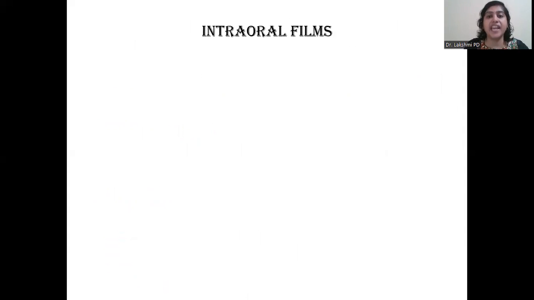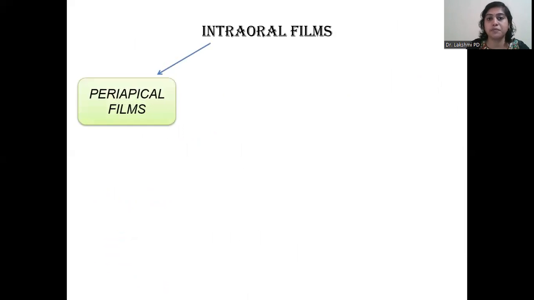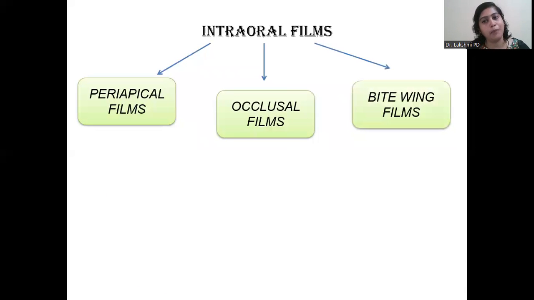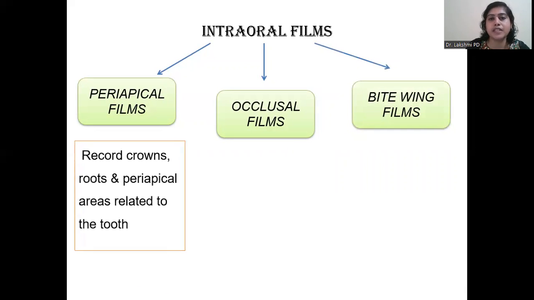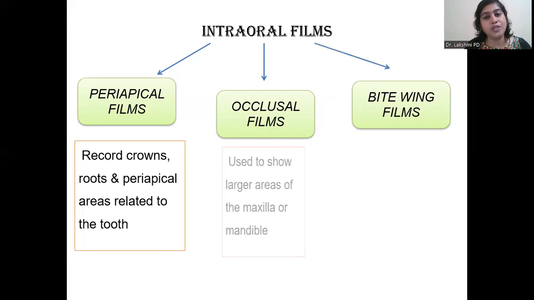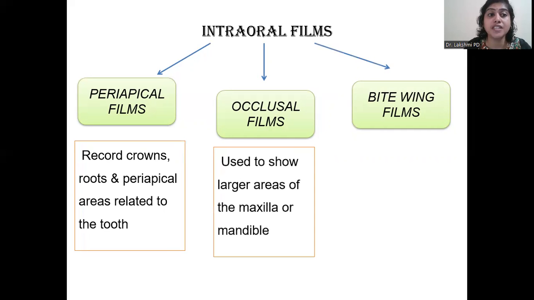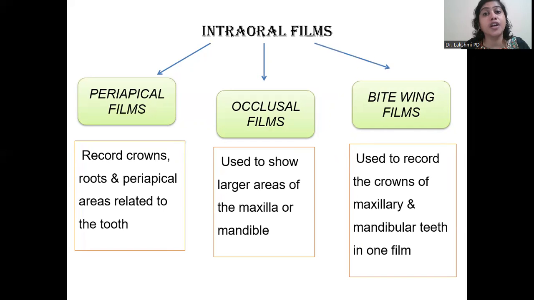Now, depending upon the area that the film images, intraoral films have three classifications: periapical films, occlusal films, and bite-wing films. Periapical films are indicated when you need to record the crowns, the root, as well as the periapical region of the tooth. Occlusal films are indicated when you need to see the entire maxilla or the mandible in a single radiograph. And bite-wing films are indicated where you have to record the crowns of both maxilla and mandible in a single radiograph. However, keep it in mind, other than the crowns and the interproximal areas, you will never be able to see the periapical region or the root apices.